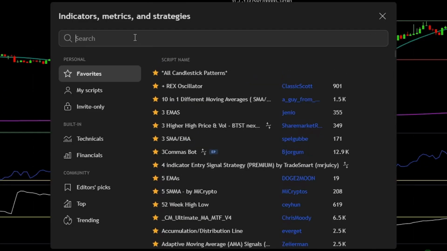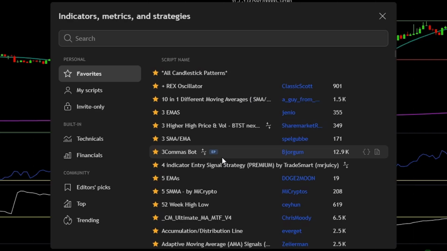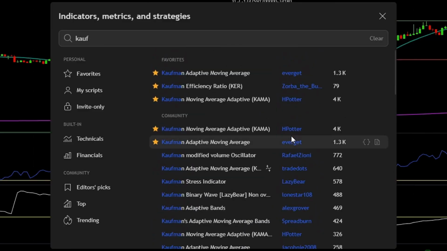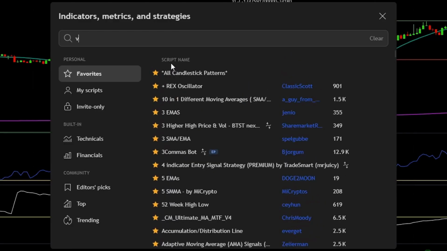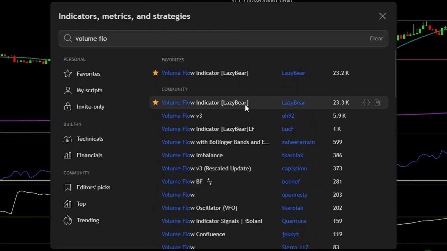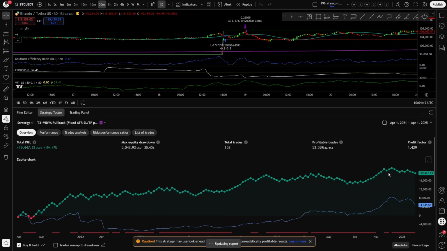Then our stop loss and take profit, the NNFX ATR. Add this one. And now our 3 indicators, from which we are only going to use 2 now, but I want to show you all 3. The Kaufman efficiency ratio, this one. Then the choppiness index, that's a built-in indicator, add this one. And then the volume flow indicator by Lazy Bear, add this one. Okay, now let's set up the optimized parameter settings for BTC USDT 30-minute chart, which generated these results.